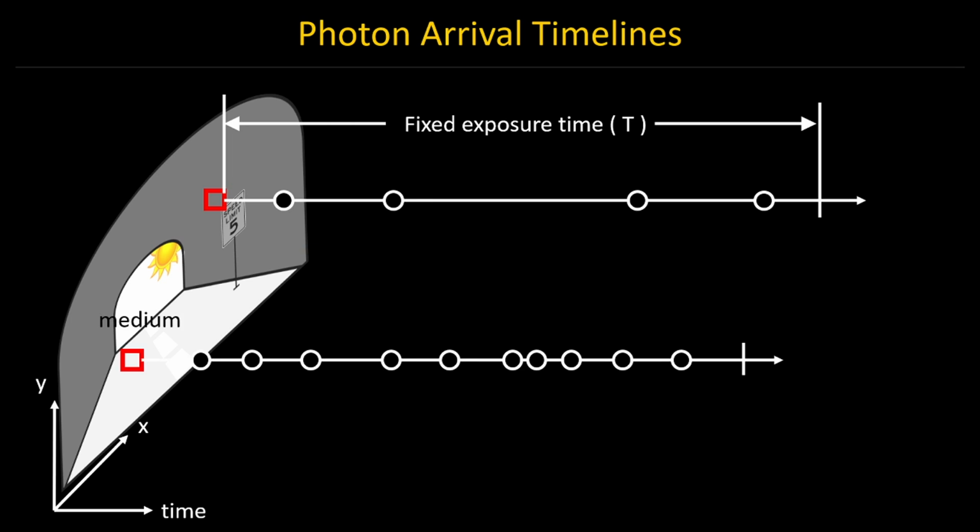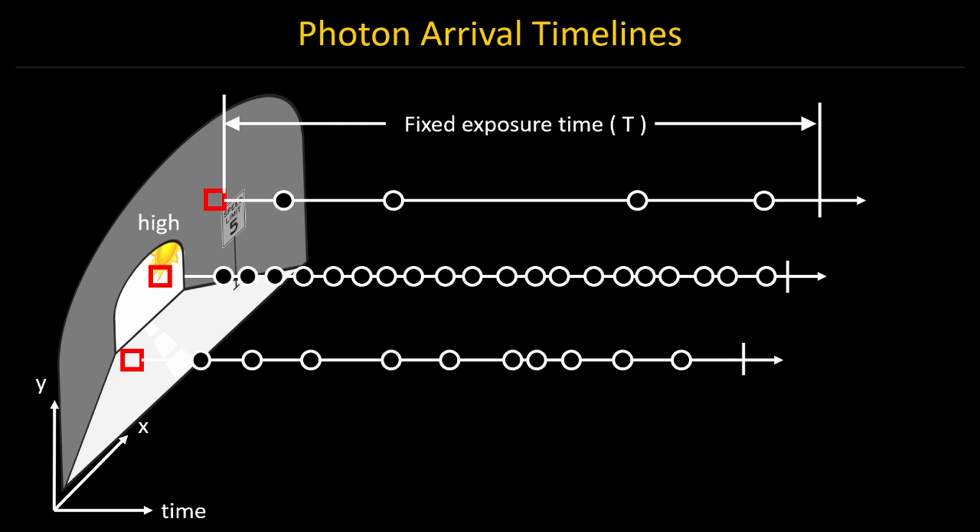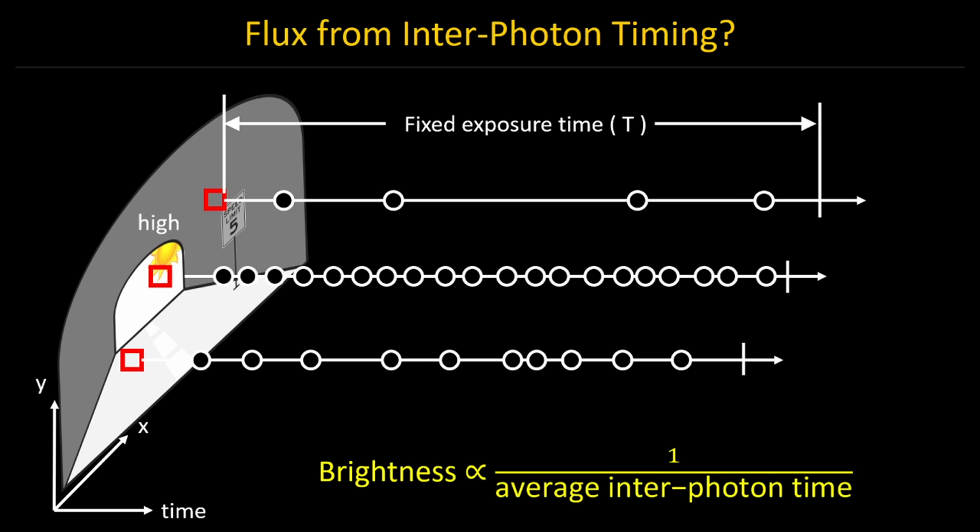Now let's consider a brighter scene point. Again, the inter-photon times are random, but intuitively the average inter-photon time will be smaller. Finally, for even higher brightness, the average inter-photon time will be even smaller. The key intuition is that the pixel brightness is inversely proportional to the average inter-photon time.